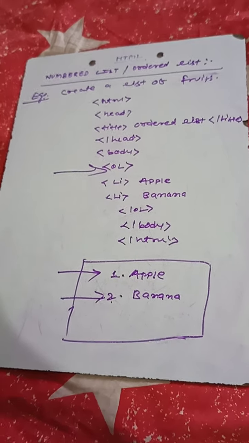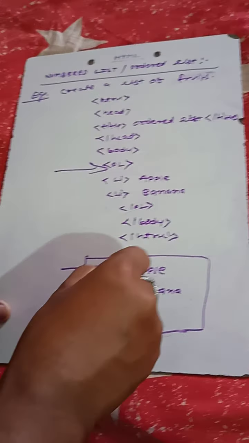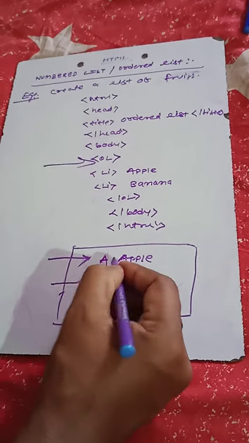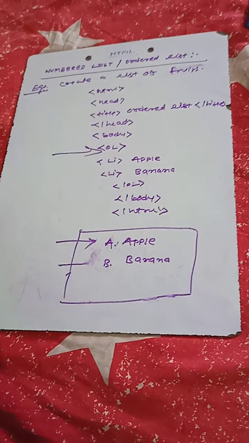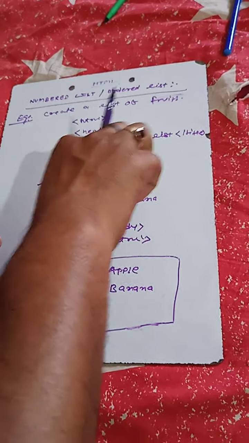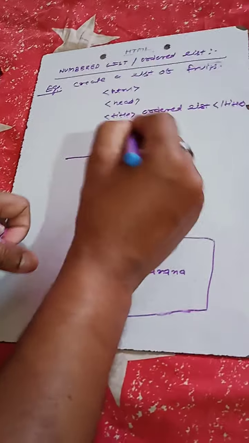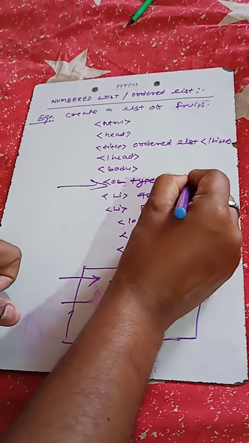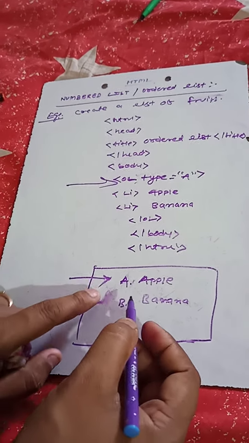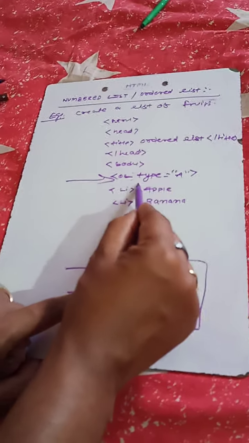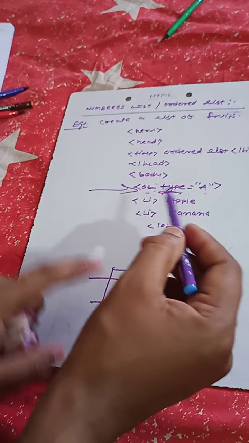If you want to change the order, and you want the list in alphabetical order, meaning you want to create this type of output, A, B, in AB manner, then you need to do only one thing. In the OL tag you need to use the type attribute. OL type equals to A, because you want to create a list in alphabetical order, so you need to use the type attribute.